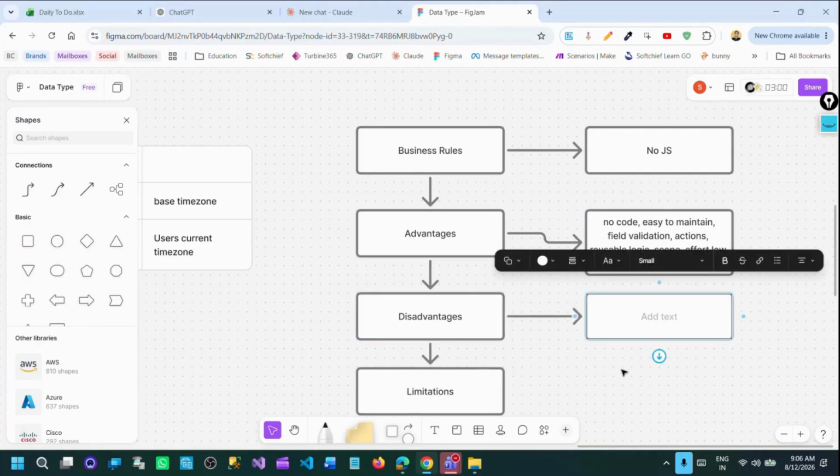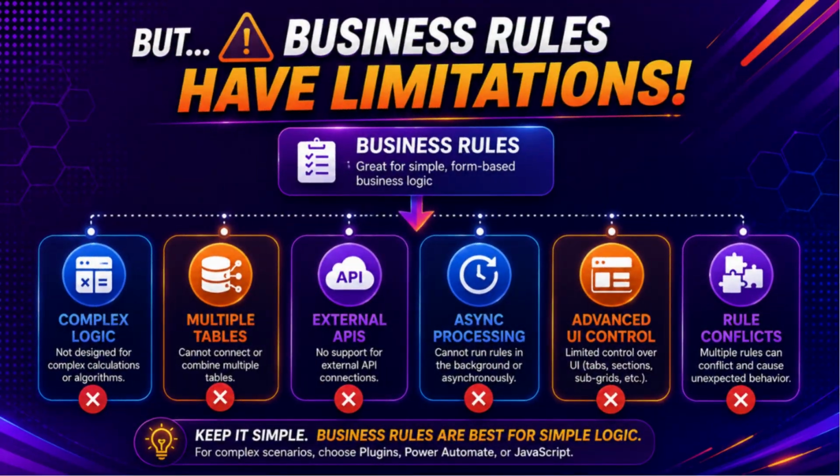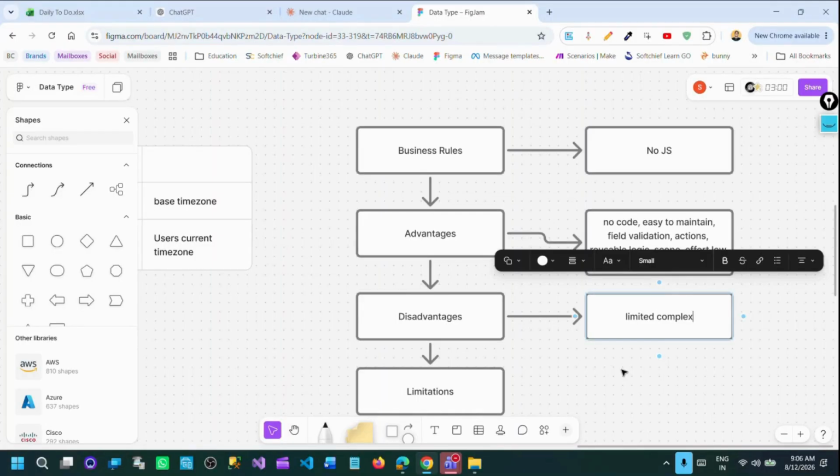But what is the disadvantage? Limited complexity, isn't it? You cannot have complex logic in your business rule. Can you write complex business? Can you configure complex business logic? No. So business rules are actually designed for simple business logic.